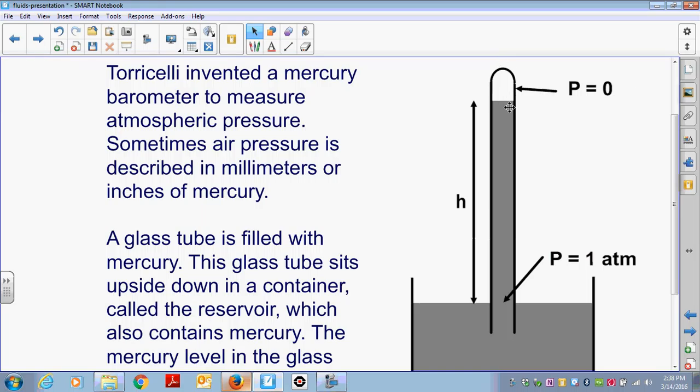So at the top here, the pressure is 0. Here, at this line right here, the pressure is from the outside, or the air column that sits on top of it, and that's 1 atmosphere.